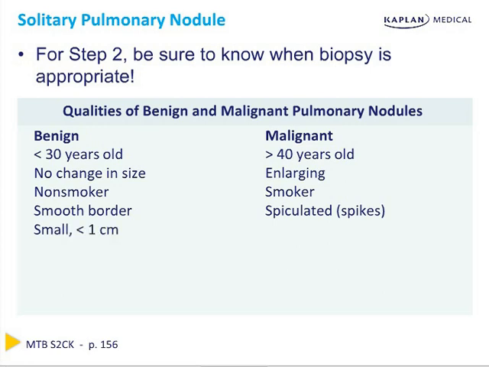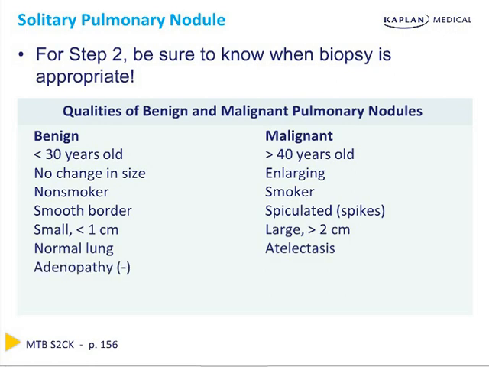Small lesions, those less than 1 centimeter, are often benign, whereas larger lesions, especially greater than 2 centimeters, tend to be more likely to be malignant. If the patient has normal underlying lung, that of course is going to favor a benign lesion, whereas in patients with atelectasis, you're more concerned that there may be a post-obstructive process going on. If there's no lymphadenopathy, again, this favors a benign lesion and not a malignant lesion. Presence of adenopathy is certainly concerning for cancer.